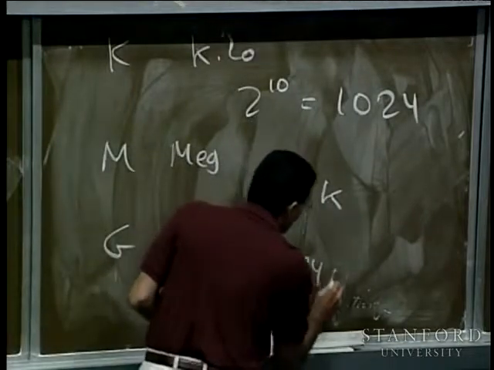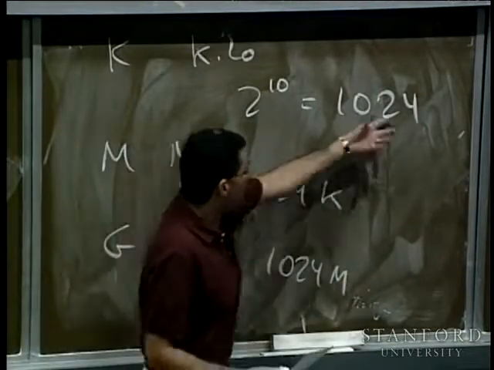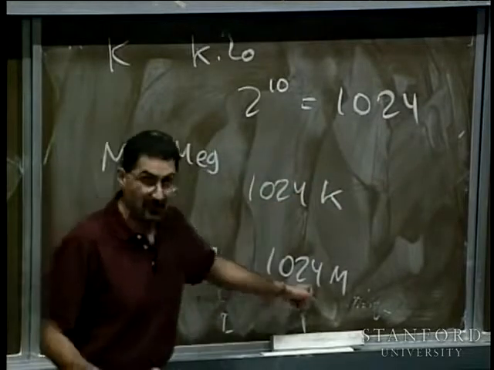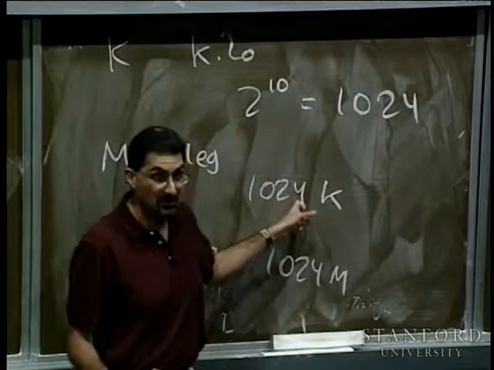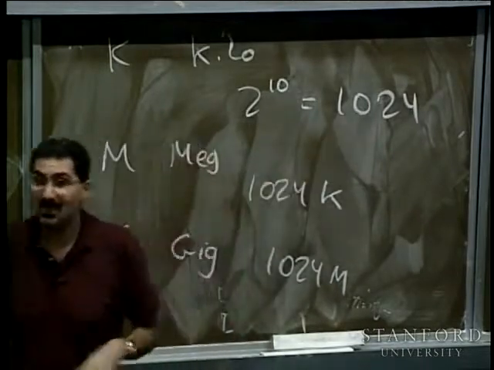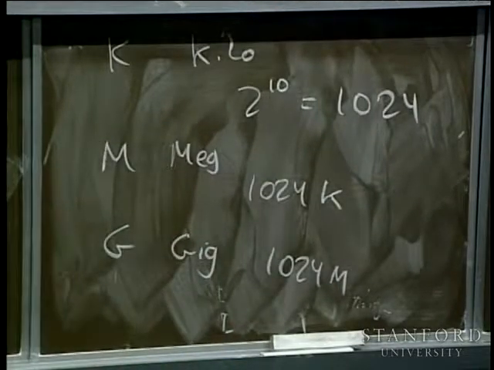This is 1,024 megs. So when you start adding these all together, you're actually getting a lot of bonus memory for your gig. Because it turns out you're getting 1,024 megs, and each one of your megs is getting 1,024 K, and each one of your K is getting 1,024. So you're getting a little bit of a bonus.